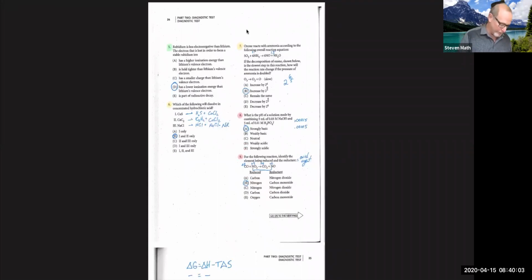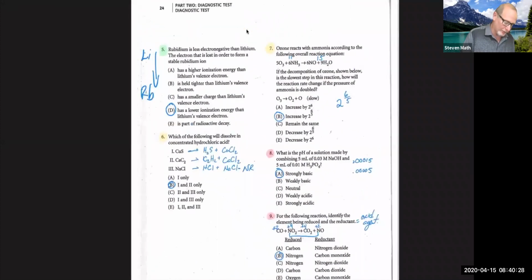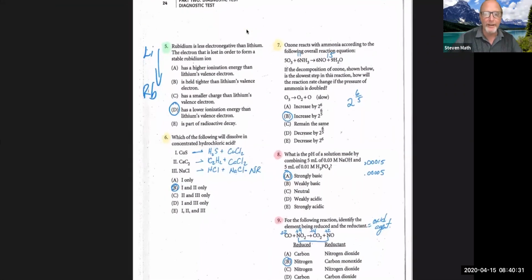5 is about rubidium. Rubidium is less electronegative than lithium. Okay, now this one's kind of fun because we have lithium up top, we have rubidium further down. So we're going down the periodic table here, and I want to blow this up a little bit so we can see it. Rubidium is less electronegative than lithium, all right?